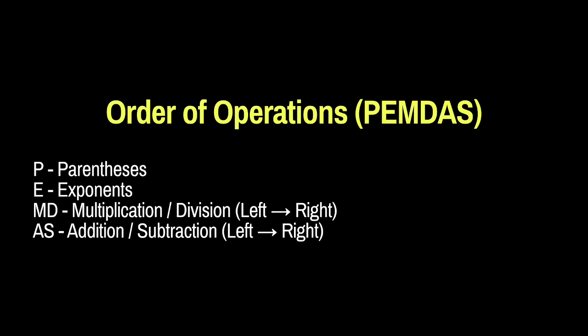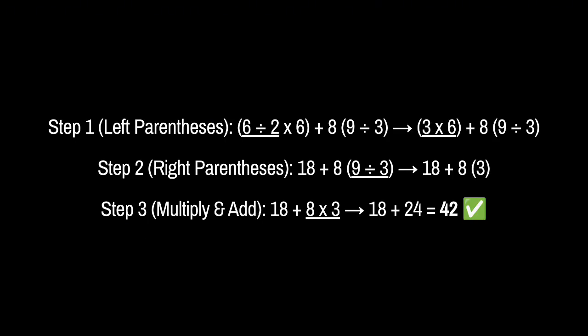Parentheses come first. Inside the first parentheses, we have division and multiplication. Because they share the exact same priority rank, we must work strictly from left to right. First, divide 6 by 2 to get 3, then multiply 3 by 6 to get 18. Next, clear the second set of parentheses. 9 divided by 3 is 3. That leaves us with 18 plus 8 times 3. Multiplication comes before addition, so 8 times 3 is 24. And finally, 18 plus 24 gives us the true answer of 42.